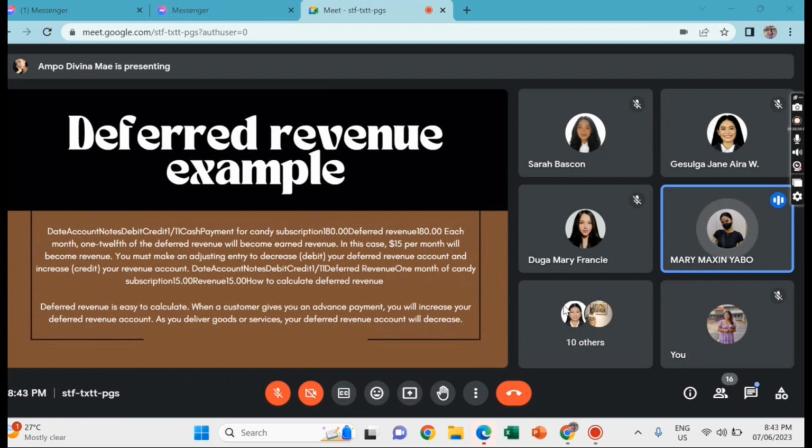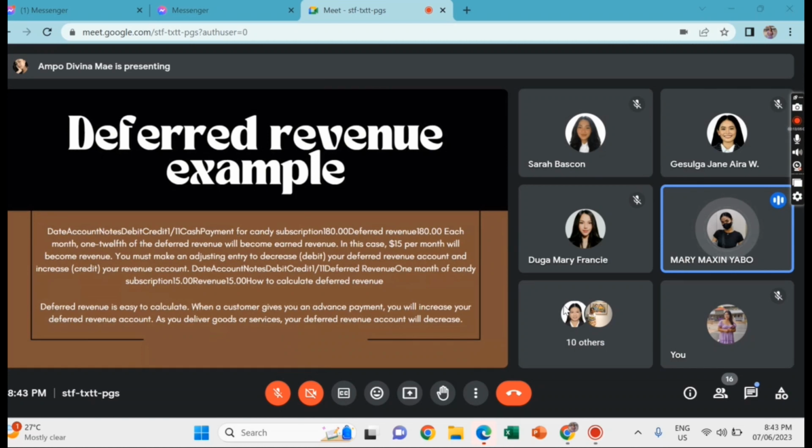Each month, 1/12 of the deferred revenue will become earned revenue. So in this case, $15 per month will become revenue. You must make an adjustment entry to decrease your deferred revenue account with a debit and increase your revenue account with a credit. Date, account, notes, debit and credit: deferred revenue, 1 month of candy subscription, which is $15 revenue.